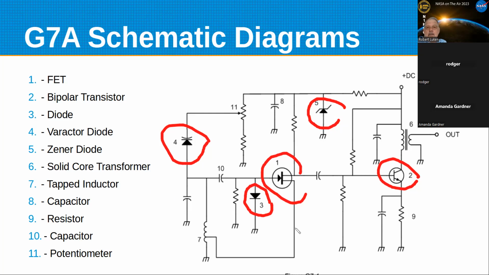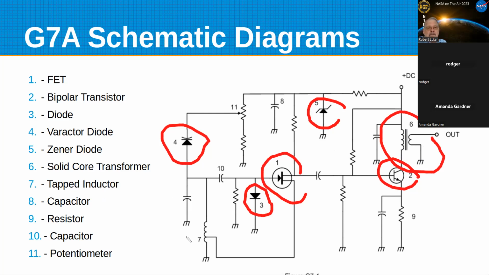Number 6 is our solid core transformer. And those vertical lines are representing the core. We have a primary and a secondary. The way it's drawn, it's showing a step-down transformer, where you have more windings on the primary than you do on the secondary.